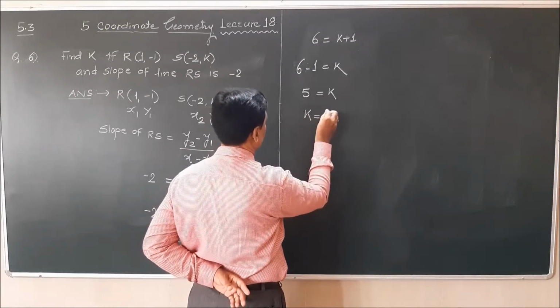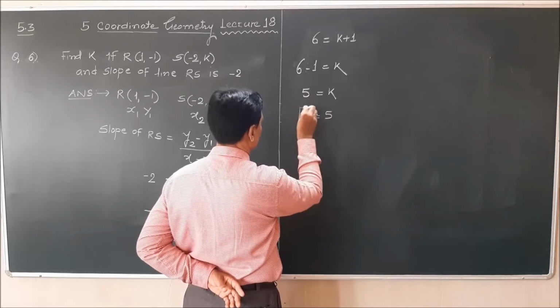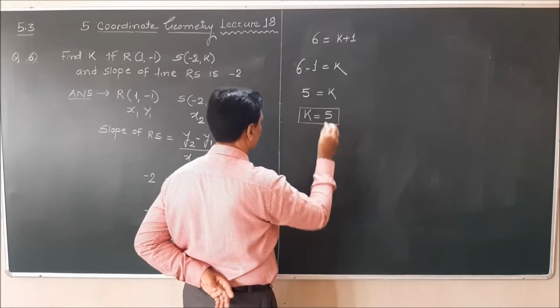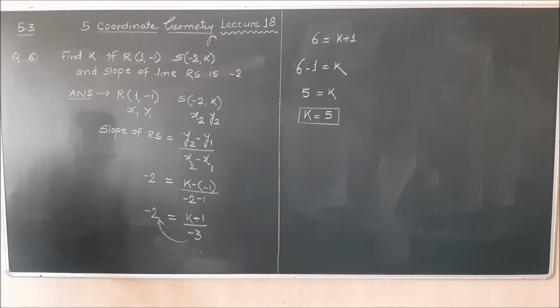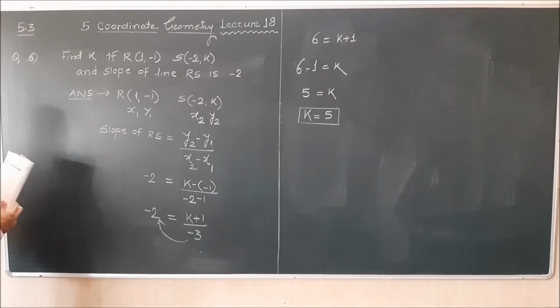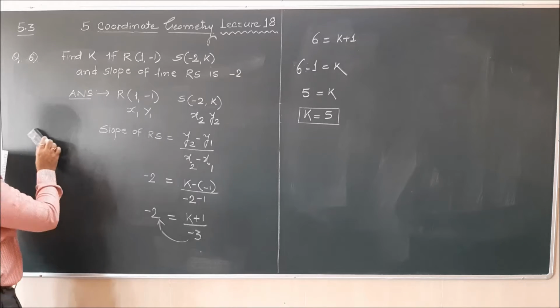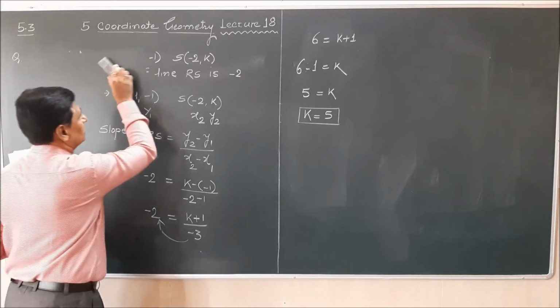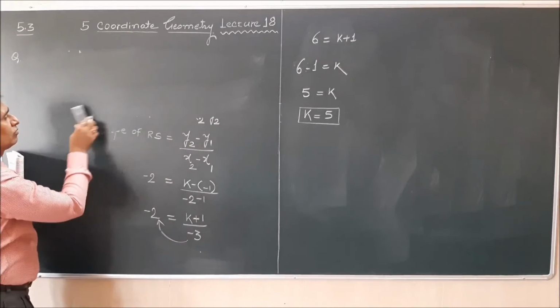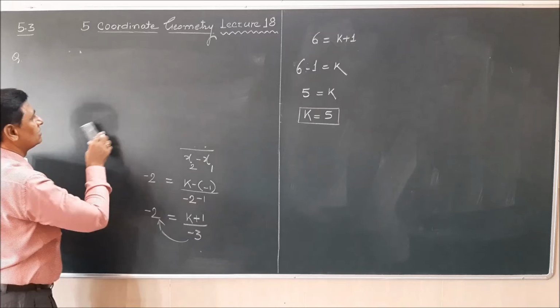Question is the same. Find out the value of k. So this is how you will find. Question is very simple: find out the value of k, if R is 1 comma minus 1, S is minus 2 comma k, and slope of line RS is minus 2. So we label R as x1 y1 and S as x2 y2. We use the slope formula to get the answer.